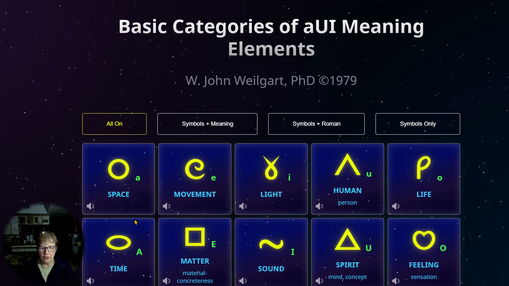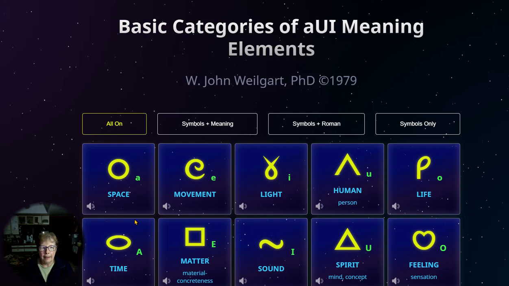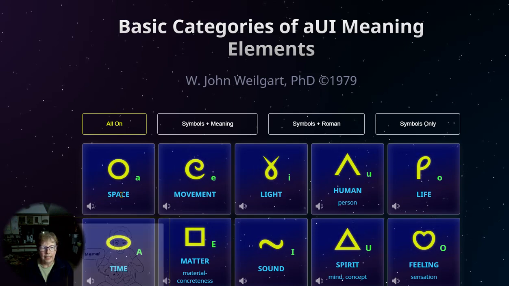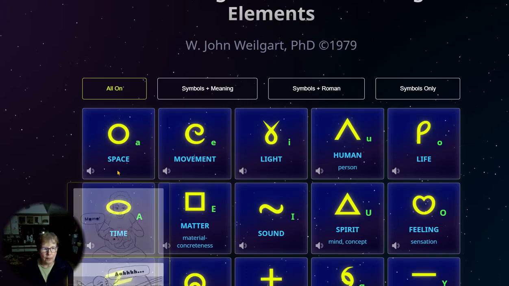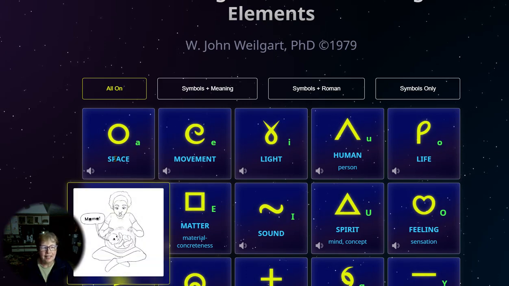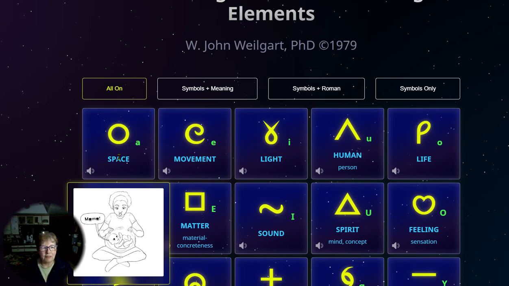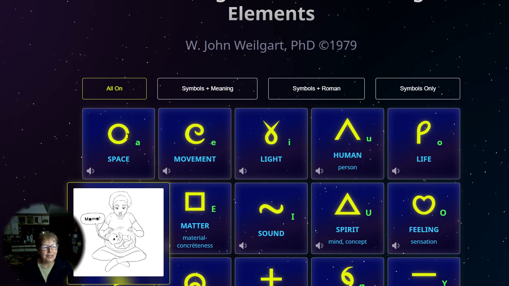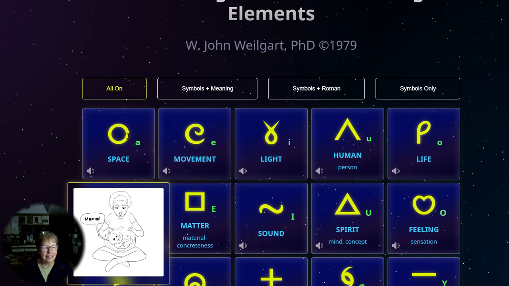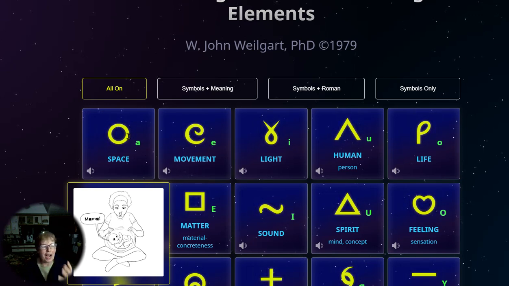So let me go through those. A is pronounced as in mama, our first space, the first space that we inhabit. Space is all around us. Ah, and we open our mouth very wide to say it, because we open it to a wide space.